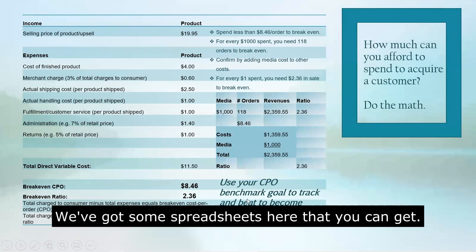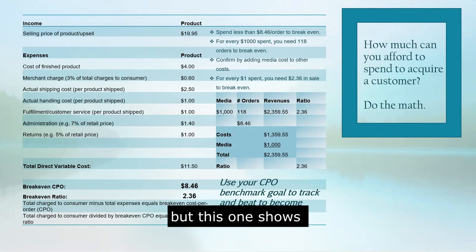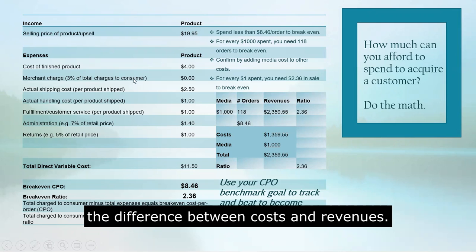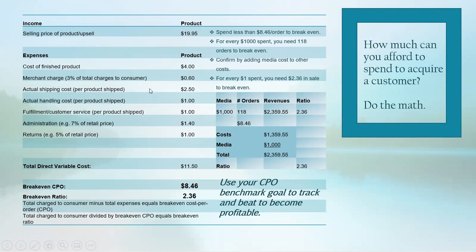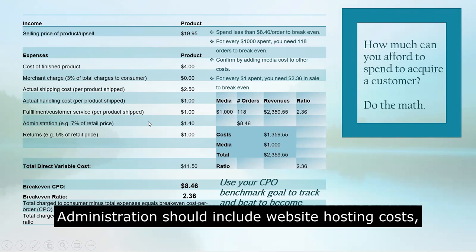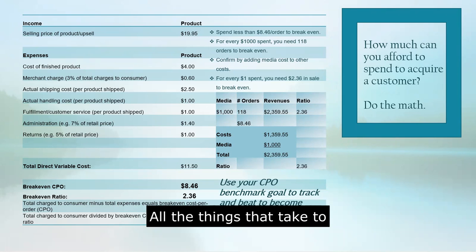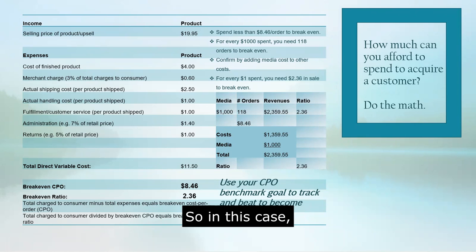We've got some spreadsheets here that you can get. I'll show you how to get those in a minute. But this one shows you what your selling price of the product might be, what the cost of the finished product would be. You want to put in the cost of goods, your merchant charge. Sometimes people forget this charge. Any actual shipping and handling costs for fulfillment. Administration should include website hosting costs, for instance, all the things that it takes to get to where you're able to sell the goods and manage them. And then returns, allow for that. So in this case, we have $8.46.